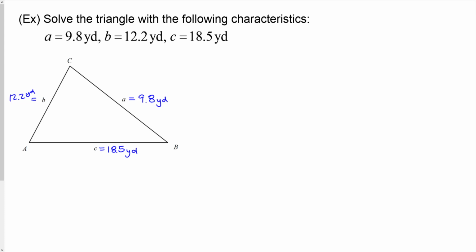To do that, we would say, for instance, 9.8 squared is equal to 12.2 squared plus 18.5 squared. That part's easy enough. It's just the Pythagorean theorem. But then you have to subtract 2 times the sides that you've put on that, the 12.2 and the 18.5, so the numbers that are on the right-hand side of the equation, times the cosine of the angle opposite the 9.8, so the cosine of angle A.